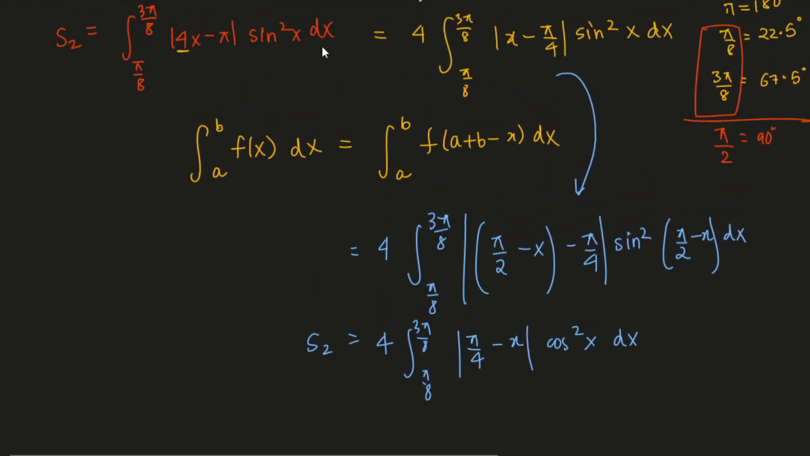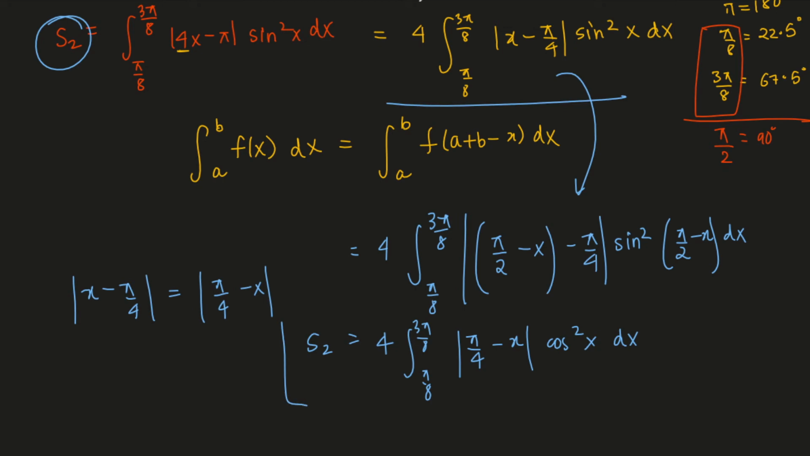One more tiny observation. We know for a fact that absolute values don't really take into consideration whether the number is positive or negative. It just spits out the same number regardless. So we can just quickly write that the mod of x minus pi by 4 is equal to the mod of pi by 4 minus x. As simple as that. Now we have these two equations right here. S2 is equal to this, and the other equation is this. Let us now add these two.